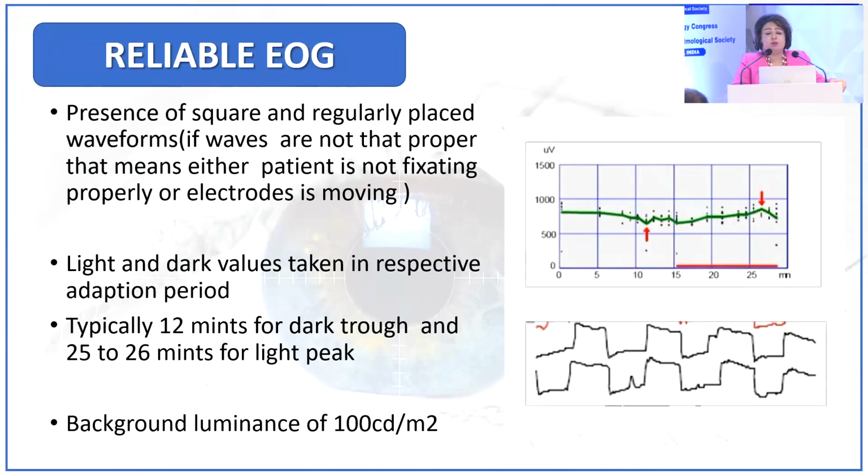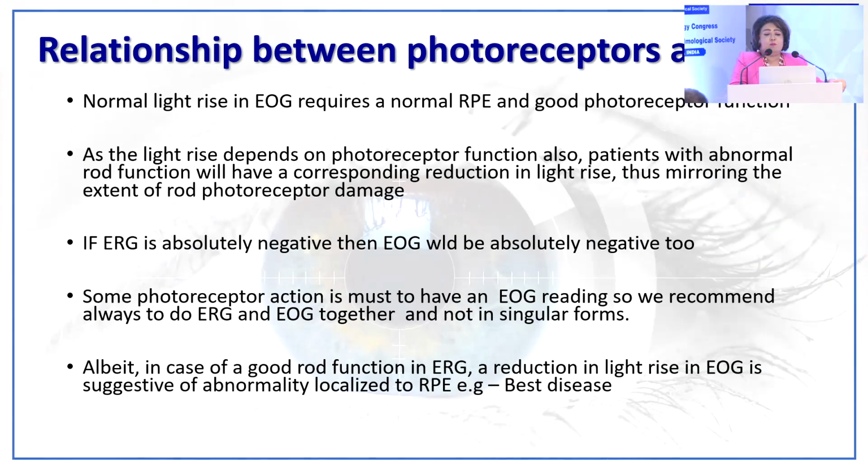A reliable EOG is just the presence of square and regularly placed waveforms. If waves are not that proper, that means either the patient is not fixating properly or the electrode is moving. Light and dark values are taken in the respective adaptation periods, typically 12 minutes for the dark trough and 25 to 26 minutes for the light peak. Background illumination is 100 candela per square meter.